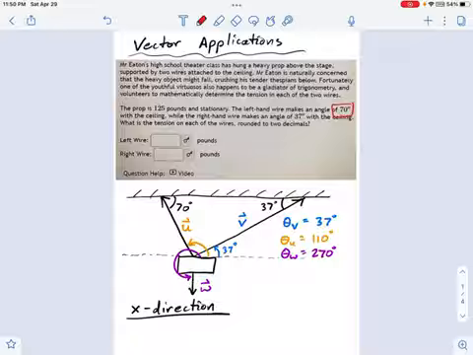We're told one of the angles is 70 degrees, another angle is 37 degrees, and the total weight of the prop is 125 degrees. We want to know what's the tension in each of the wires.